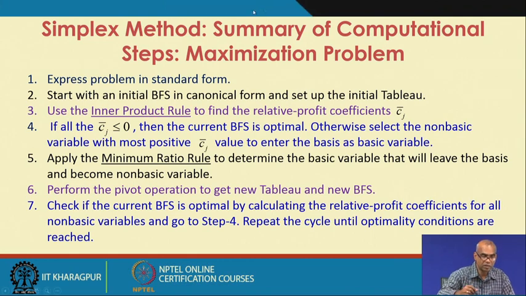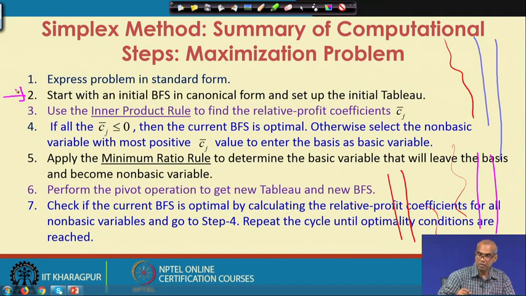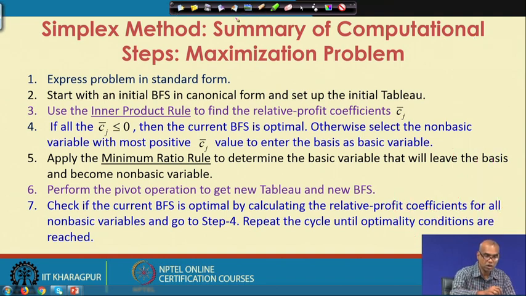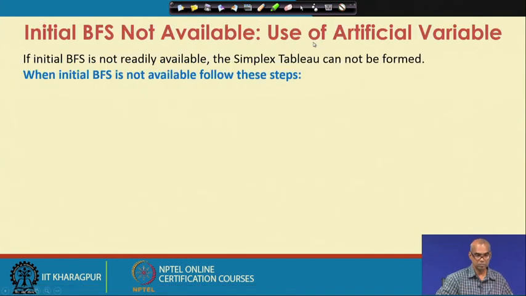So, if you look at the second step, we say that start with an initial basic feasible solution in canonical form and set up the initial tableau. But if an initial basic feasible solution is not readily available, the simplex tableau cannot be formed. So, we cannot start with simplex procedures until we can find a basic feasible solution. So, when initial basic feasible solution is not available, we have to follow the following steps.